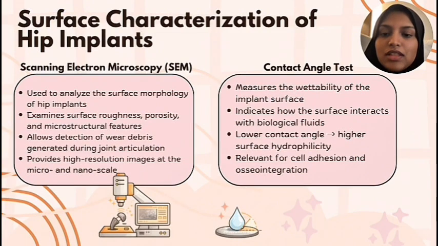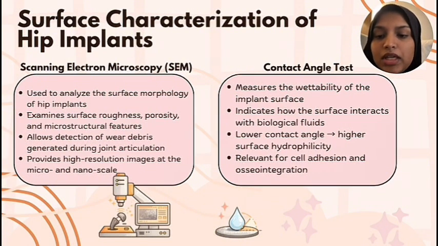And next, we look at the surface characterization, which focuses on how the surface of the implant interacts with the body. Scanning electron microscopy, better known as SEM, is used to closely examine the surface of the implant at a micro and the nano scale. It also allows us to see surface roughness, porosity, wear debris, and structural features that cannot be seen with the naked eye. This is important because surface roughness affects how bone cells attach to the implant and how well it integrates with the surrounding bone.